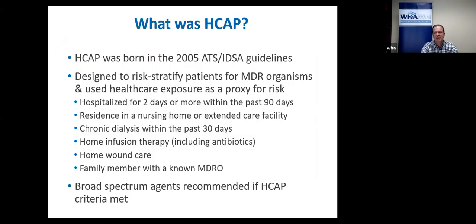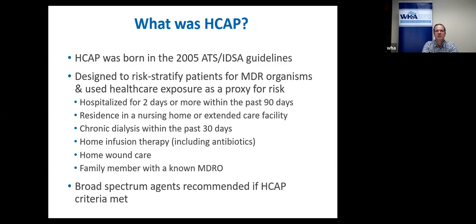So what was HCAP? Emphasis here is was. HCAP is no longer around, but it was healthcare-associated pneumonia or healthcare-acquired pneumonia. It was born in 2005 and it died in 2016. It had an 11-year run of recommending overly broad-spectrum antibiotic agents for a large cohort of patients.